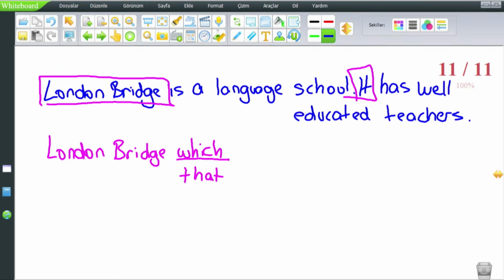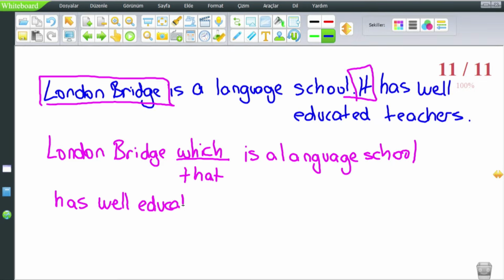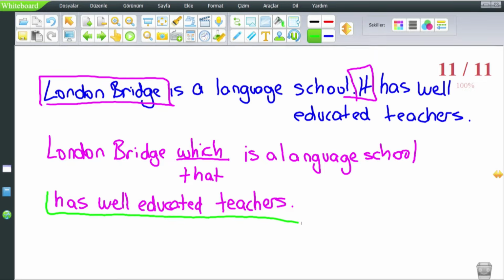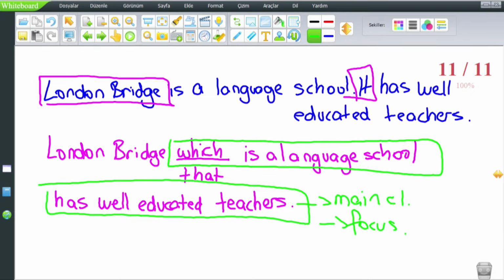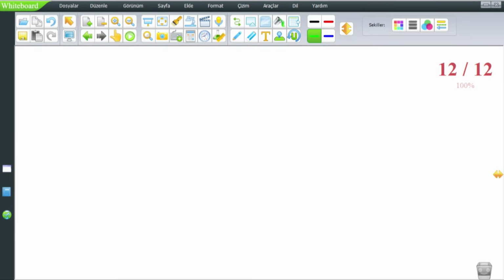London Bridge, which or that is a language school, has well-educated teachers. I made here the main clause, and the focus of my sentence, which makes here the relative clause that defines the subject. Or I could do the reverse.